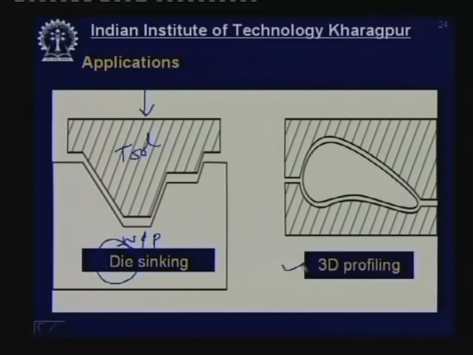This is 3D profiling. Say here this is your workpiece and this is the upper part of the tool, tool 1, and this is your tool 2, and this is having a very complicated profile, as you can see in the 2D, but it can also have a 3D profile. So, tool 1 comes down and tool 2 gradually goes up to give you a very complicated workpiece.